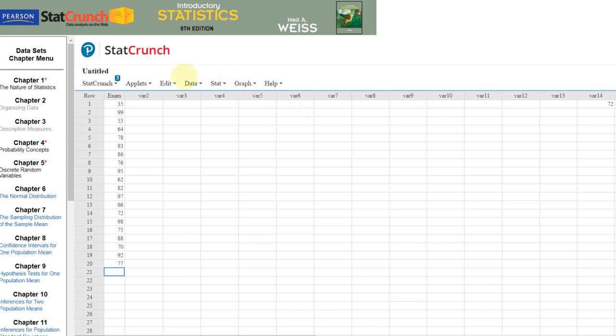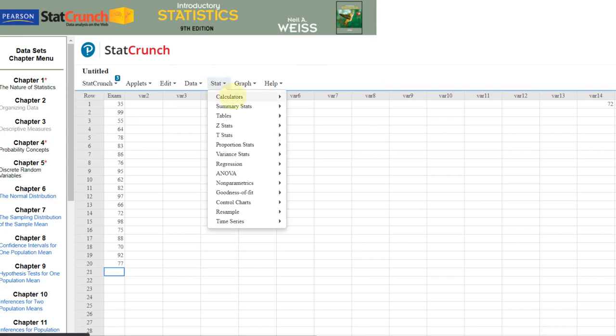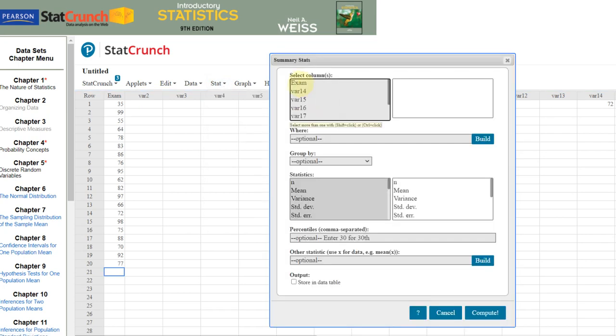Now, I went ahead and input the data for the exams, the made-up data that I have of my own. So I went ahead and put that data in there. So let's see. First of all, how do I get the quartiles? To get the quartiles, you go to Stat, Summary Stats, by columns, and click on Exam as your variable.